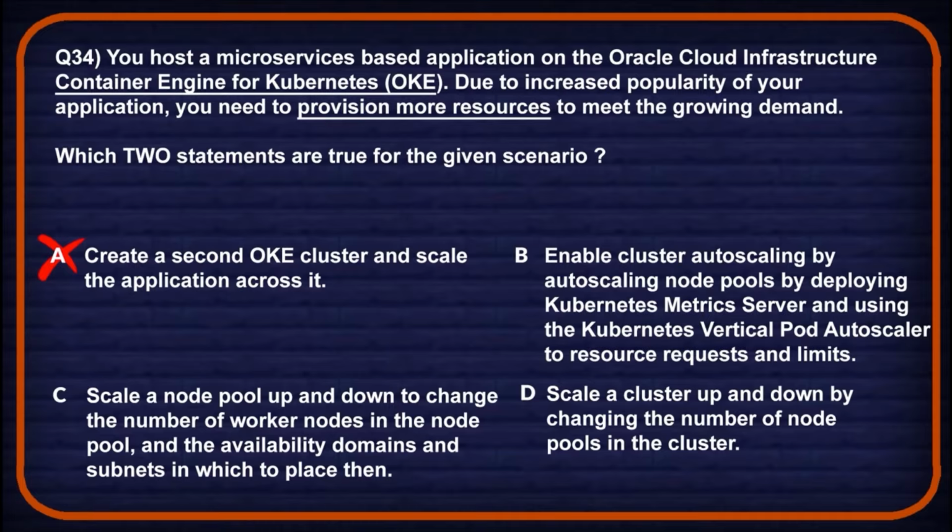Adding node pools provides diversity, not direct scaling. Scaling is done with node pools. So option D is not a good answer. So option B and C will be the correct choice.